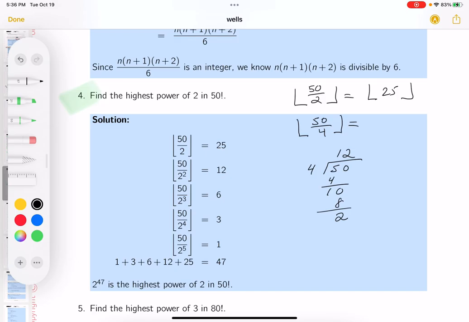Floor of positive numbers is pretty easy. 4 does go into 50. That's once. That's a 4. I get a 10. 2 times. What do you get over there? 8. You get a remainder, 2. So it's 12.5.